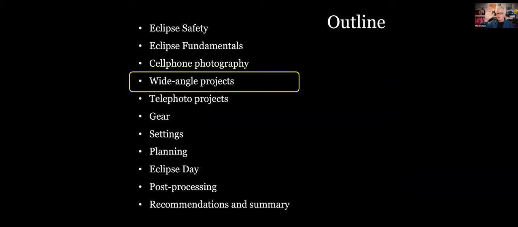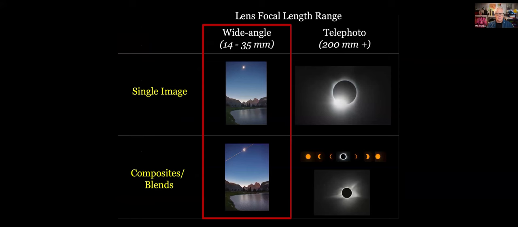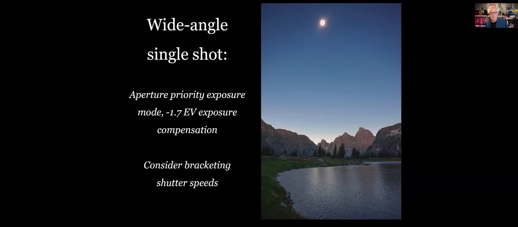But now let's get into the heart of it, the wide angle shots and ways to really get into that. So the advice I would give for this is to consider using, again, during the partial phases, a solar filter. But then during totality, just use an aperture priority exposure mode with a negative 1.7 EV exposure compensation. That works pretty well. I've got an example of that. You might consider bracketing the shutter speeds within totality. We'll talk more about that too.